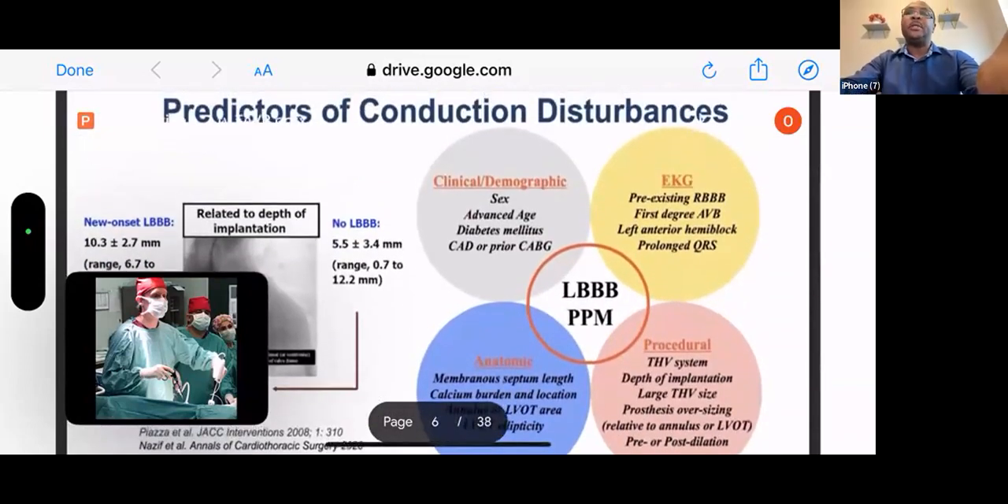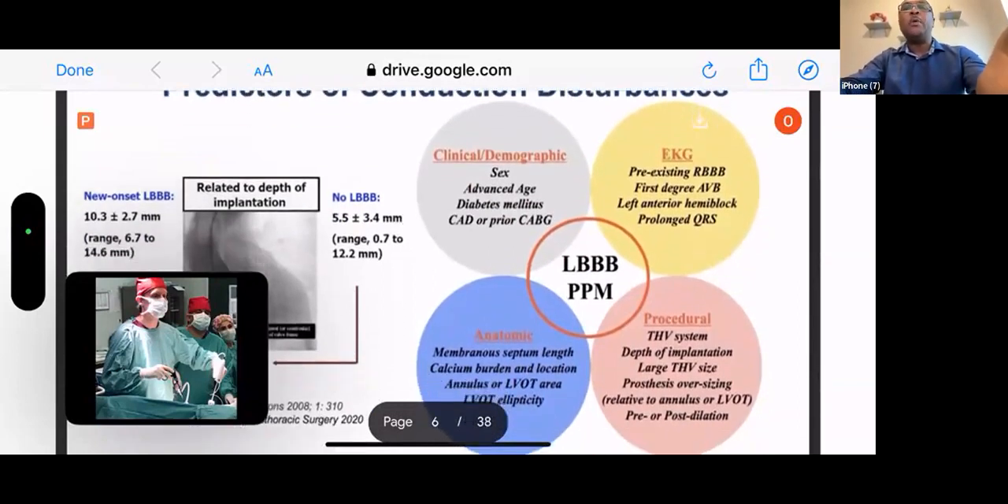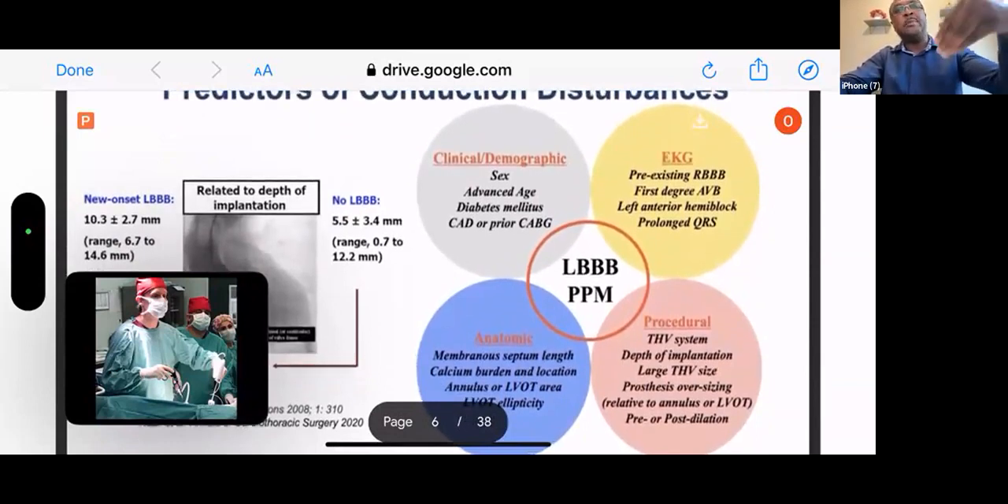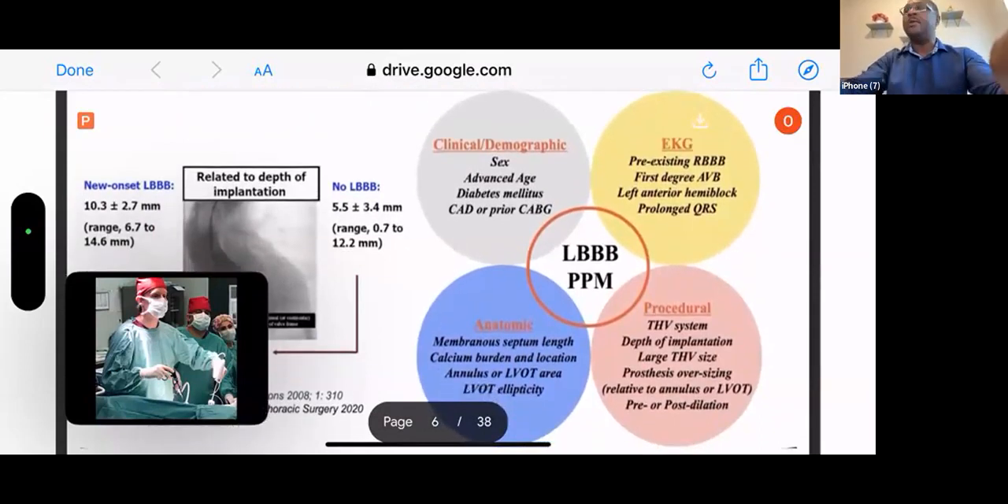So what are the predictors of conduction disturbances, based on previous studies? One major important thing is the depth of insertion of the TAVR valve. The deeper into the ventricle you place the TAVR valve, the more likely you are to have a conduction abnormality, especially a left bundle branch block. You can see that in this study published by Pizer in 2008: when the depth of implantation of the TAVR valve is greater, new onset left bundle branch block is more common.